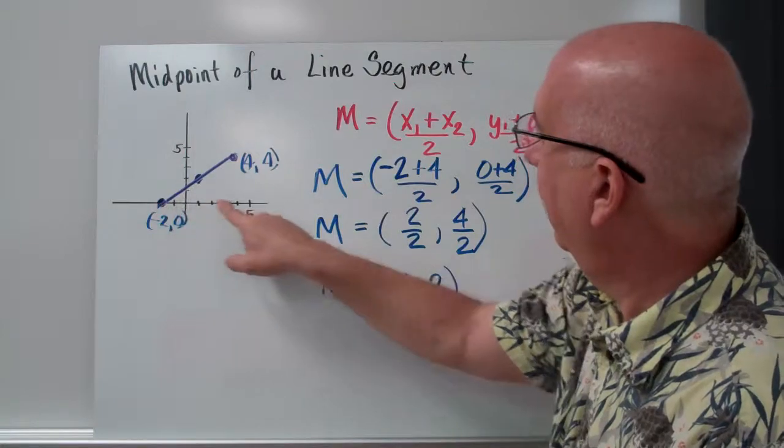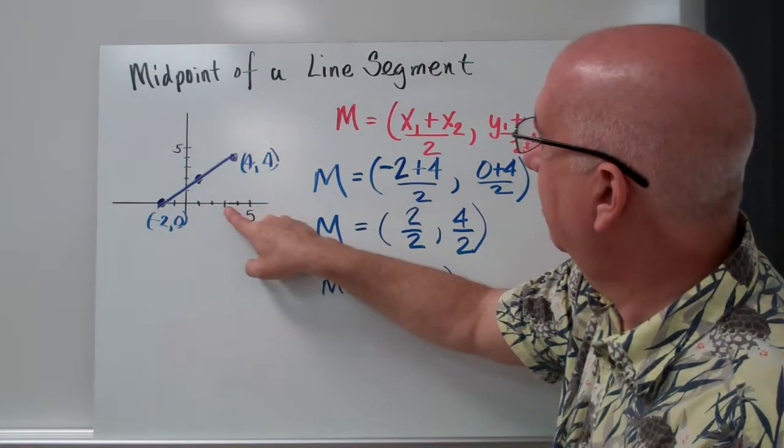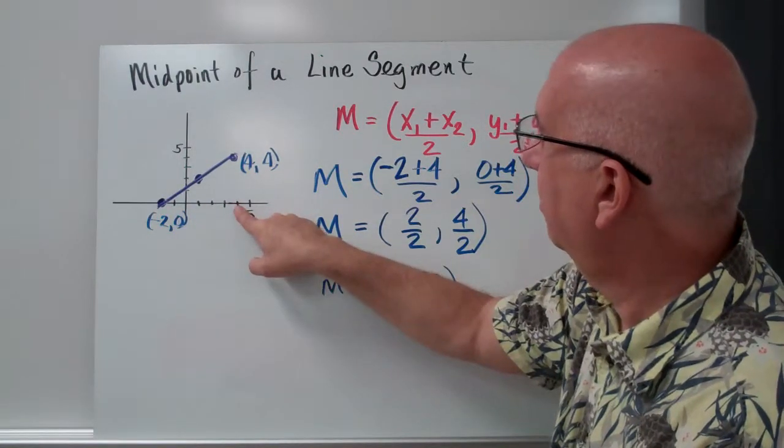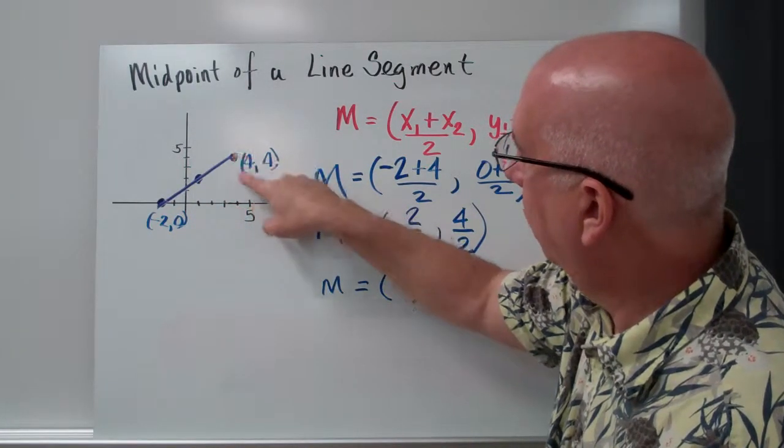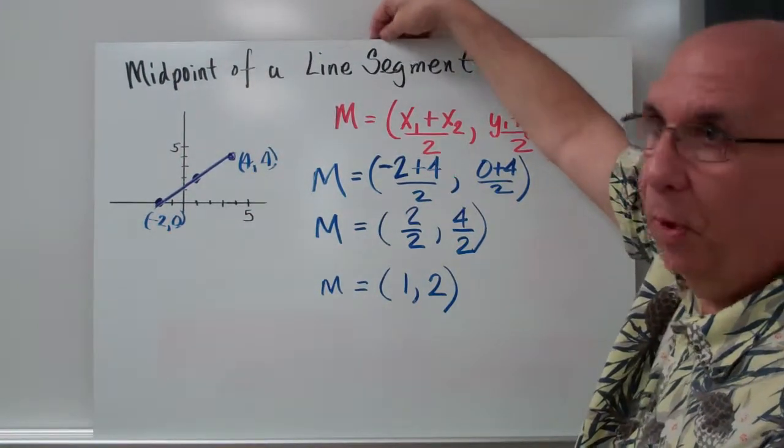It's halfway between the x's, this x and this x, and halfway between the y's. It's the average of the x's and the average of the y's.